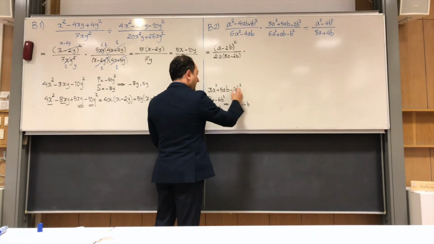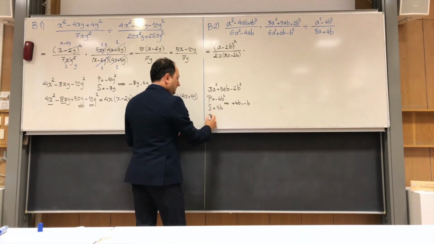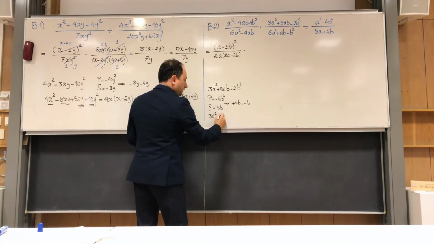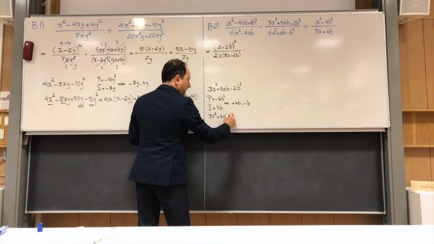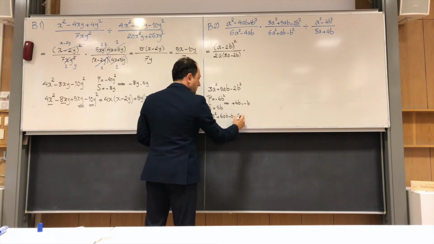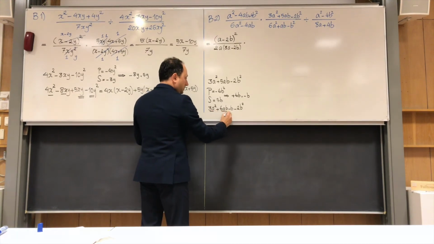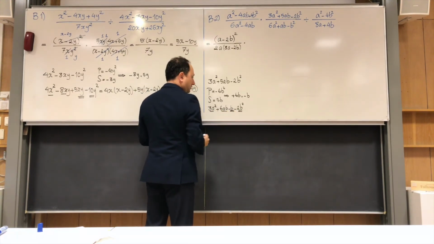So then I can write it in this way. I can write it as 3a squared. I can break the middle term to positive 6ab, negative ab, and then I have minus 2b squared. And then, of course, between these two and between these two, you can start factoring things.